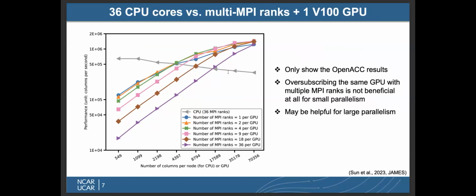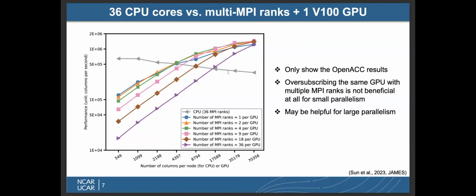We can continue to do the oversubscribing here by launching up to 36 MPI ranks per GPU for the Casper machines. Here shows the result, and I only show the OpenACC one since it always gives the best performance so far. And we can see for the small problem size, if we are using multiple MPI ranks per GPU, it actually hurts performance significantly, especially when we have 36 MPI ranks per GPU. However, when the problem size increases, the difference starts to diminish, and at some point, actually using multiple MPI ranks per GPU beats the performance of using 1 MPI rank per GPU.